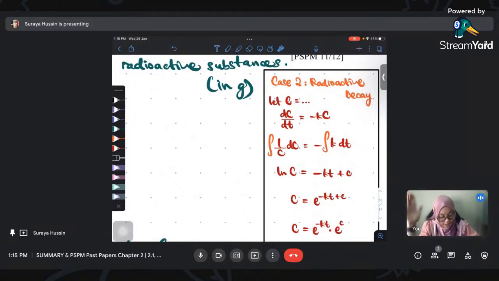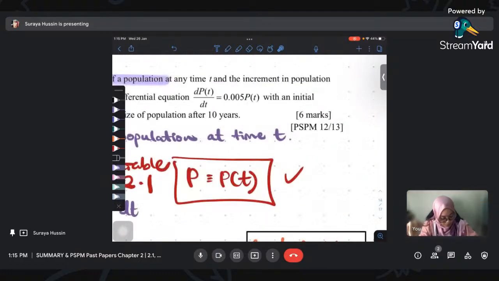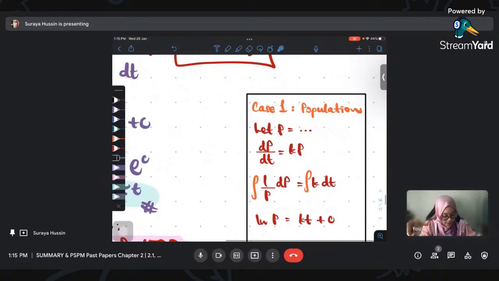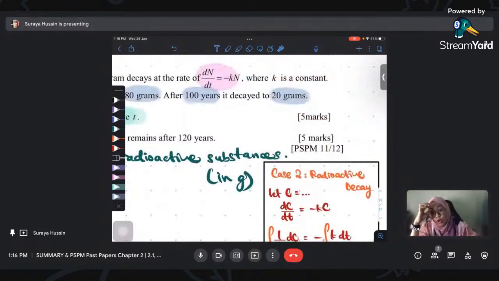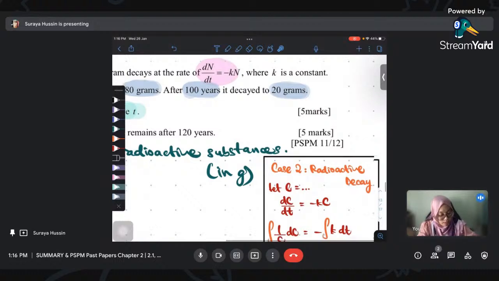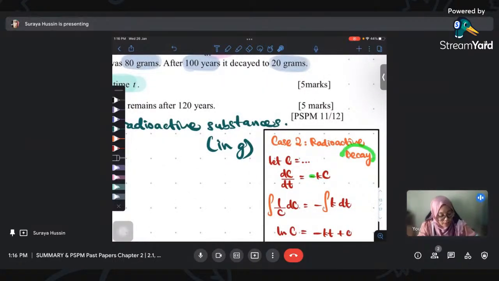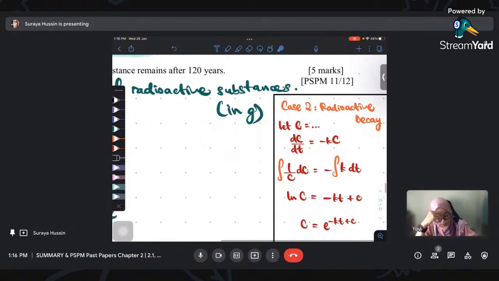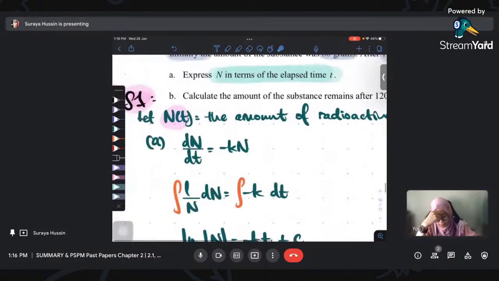Okay, kita ada negative sign. Tadi ada tak? Population tak ada. Population tak ada negative sign sebab population boleh meningkat. Ya, okay. Pandai-pandai tengok saya punya summary nanti. Hati-hati. Tak semua ada negative sign. Kalau dia kata decreasing, dia kata decay, baru ada negative sign.